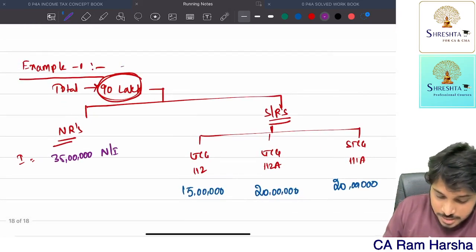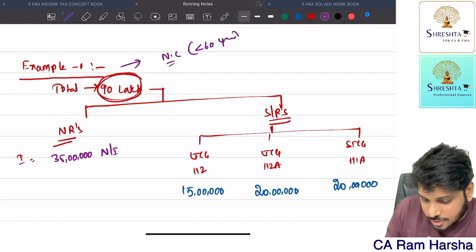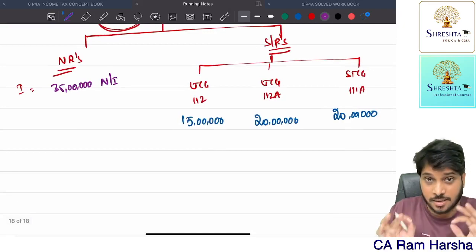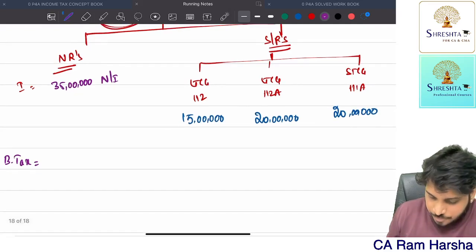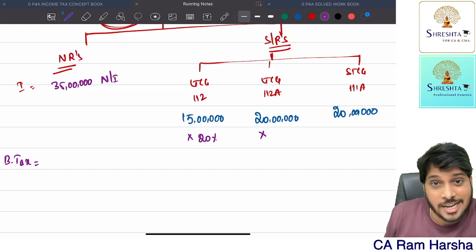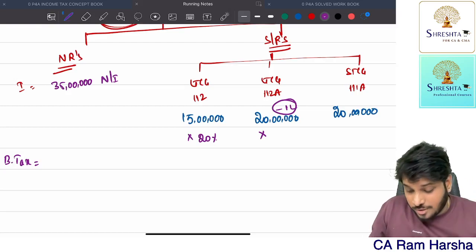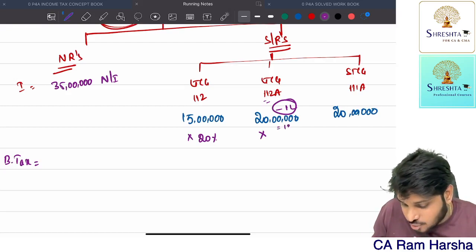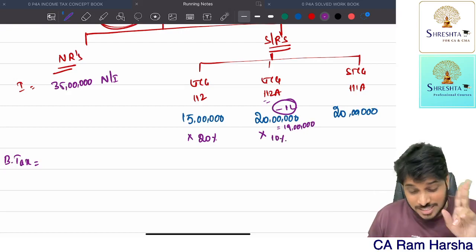Now, let us assume this assessee is a normal citizen whose age is less than 60 years. So, what is the basic exemption applicable? Now, let us calculate basic tax on all of this. On 15 lakhs, how much is the rate? 20%. On 20 lakhs, the entire 20 is not taxable. 1 lakh exemption is there. Remember, if 112A capital gain is there, the amount exceeding 1 lakh means 19 lakhs only is taxable, which is again 10%.